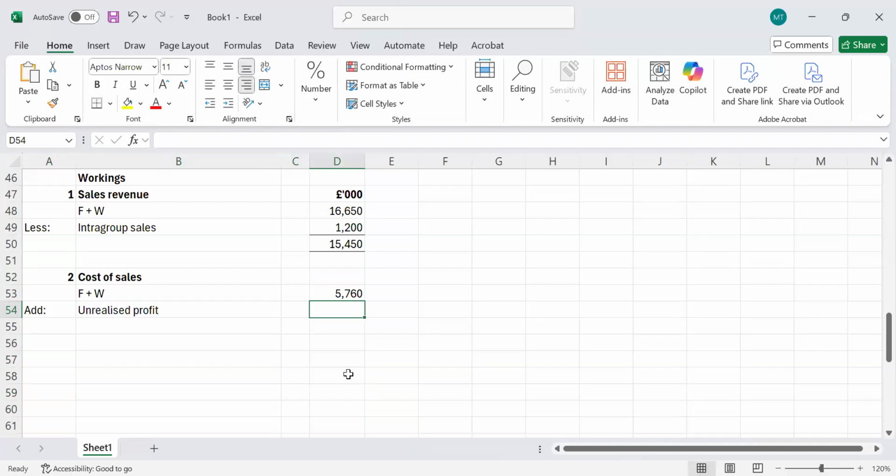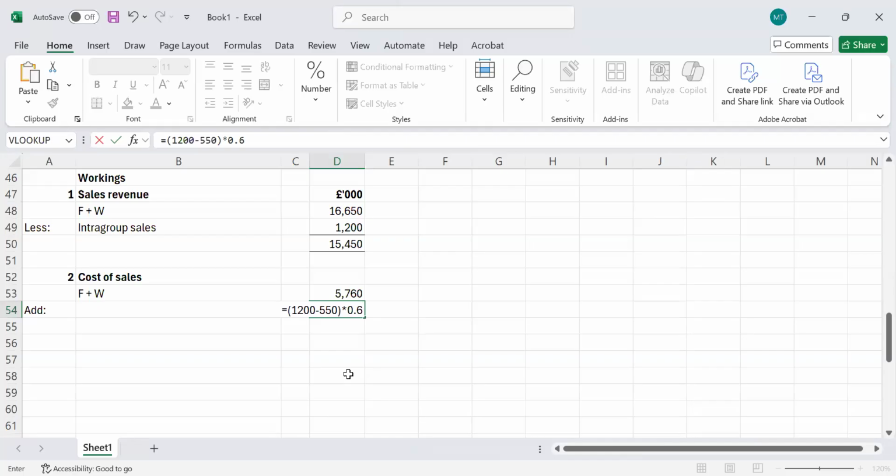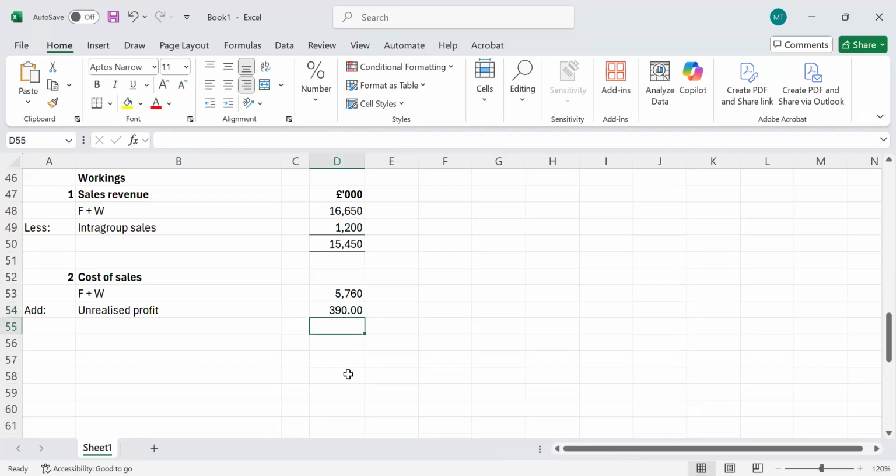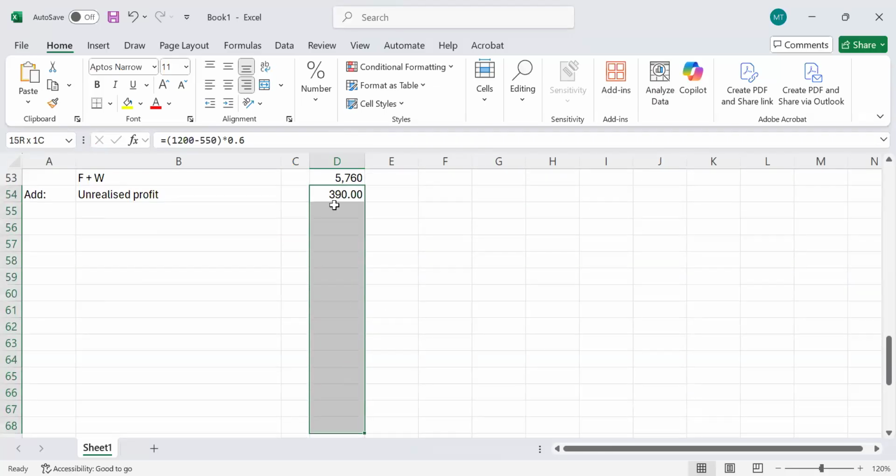So how do we determine unrealized profit? It's fairly straightforward. We have got the revenue figure. We also have got the cost figure. Revenue figure is 1.2 million, and we have cost figure of 550. This will give you the total profit on this transaction, but we are only after unrealized profit. So unrealized profit is only 60%, so 0.6. So 390 is the unrealized profit, must be removed by adding to the cost of sales figure.